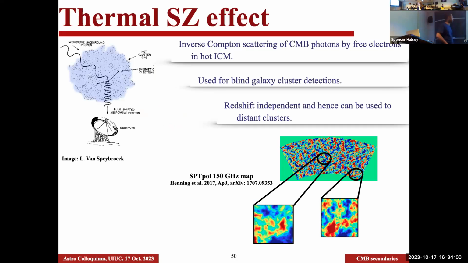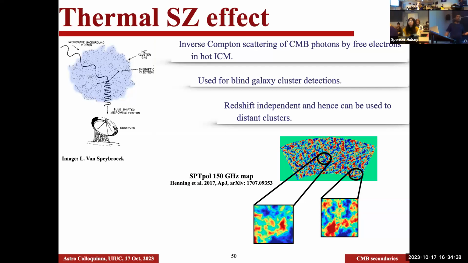This is going to be pretty short. Like I said, thermal SZ is the inverse Compton scattering of CMB photons by free electrons, and these free electrons are inside our clusters. This is a very useful signal for us because this is how we detect clusters in our CMB surveys. I showed a map earlier. This is another Planck data map, a map from SPT-pol, a previous generation SPT survey. When we zoom into that map, we see these bright spots and dark spots. Those dark spots are actually clusters.